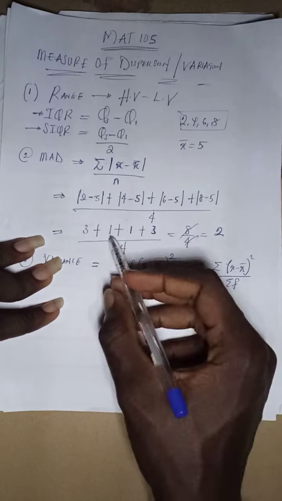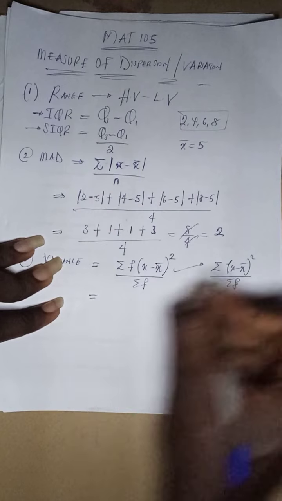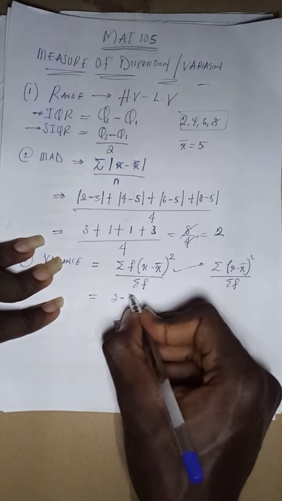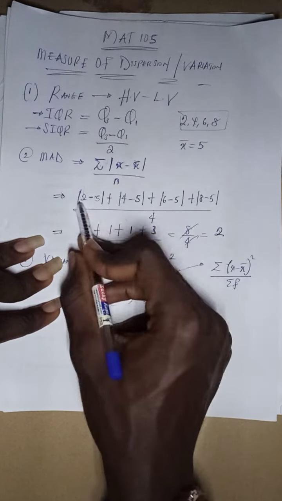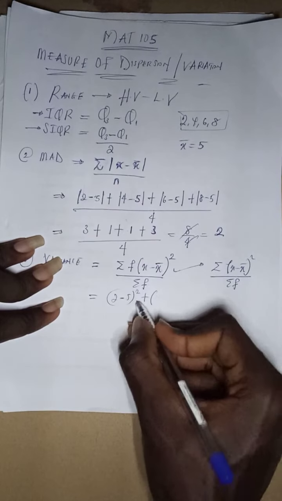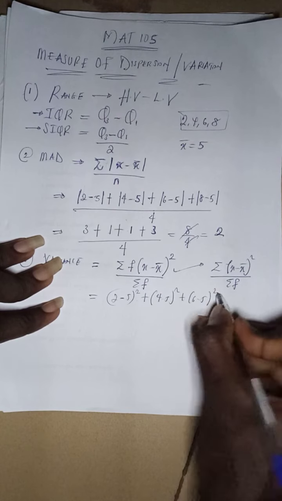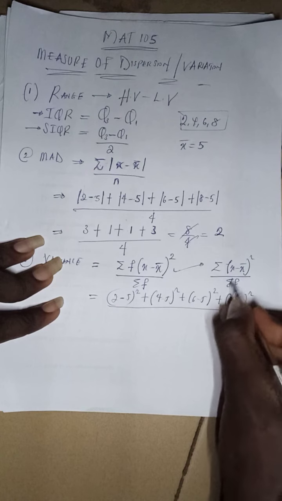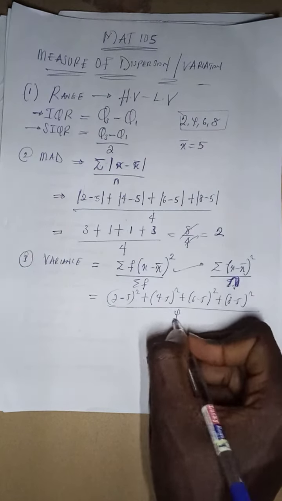But if you want to solve it by hand using that same 2, 4, 6, 8, this is the mean, right? So to find the variance, that will just be x minus the mean. Take 2 minus the mean, which is 5, then you square it. That's what variance is all about. Instead of taking the absolute, after subtracting, you square it. Then 4 minus 5 squared, 6 minus 5 squared, then 8 minus 5 squared. I believe you understand this. Over n, not summation f, the number of items. How many are they? 1, 2, 3, 4, over 4.